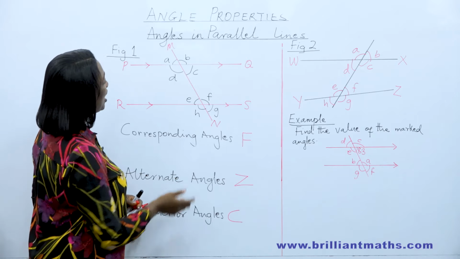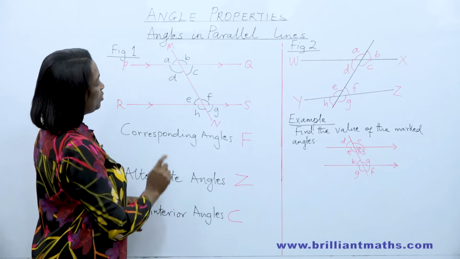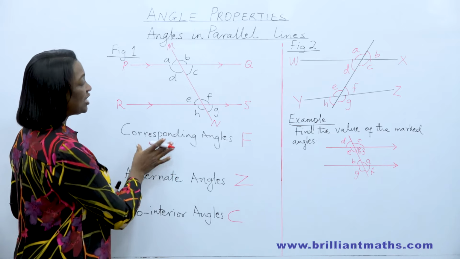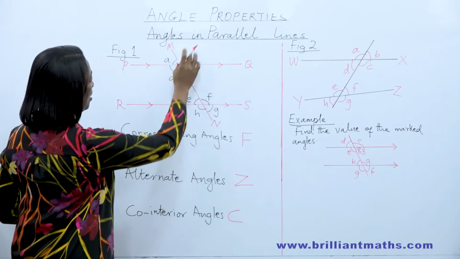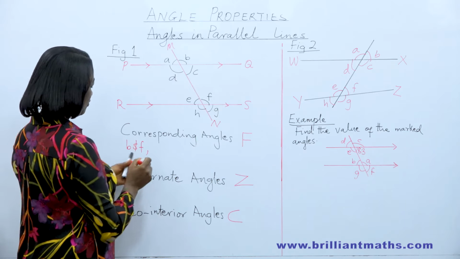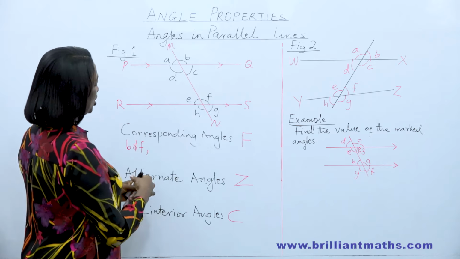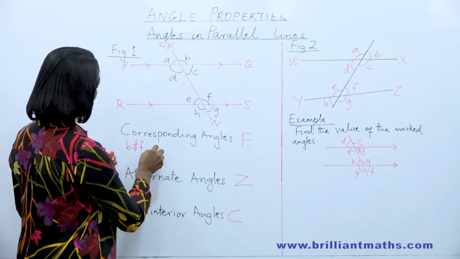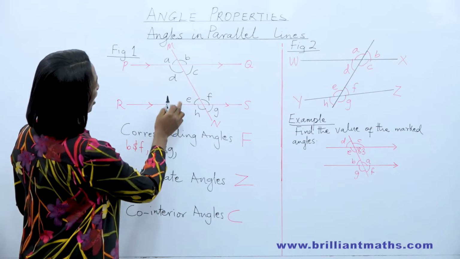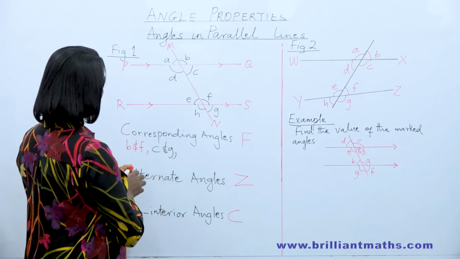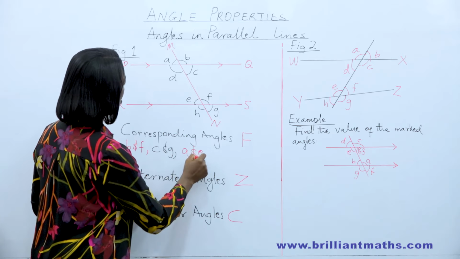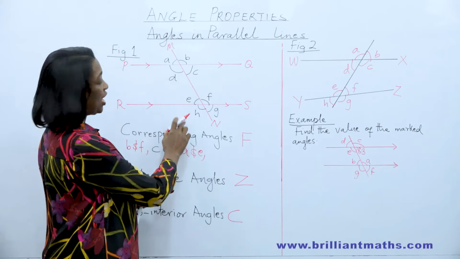There are more corresponding angles. A and E are corresponding, and D and H are corresponding. So the sets of corresponding angles are B and F, C and G, A and E, and finally D and H.